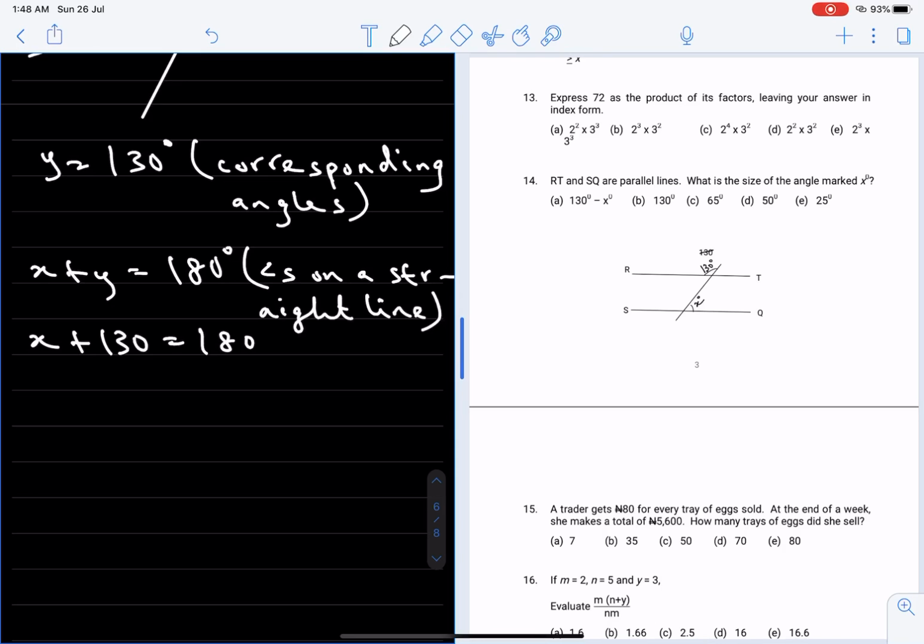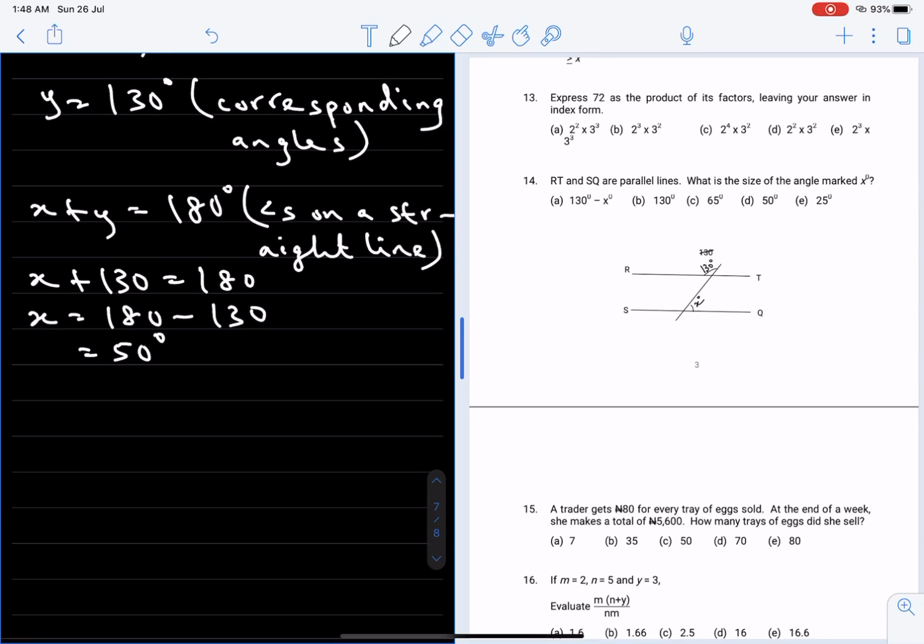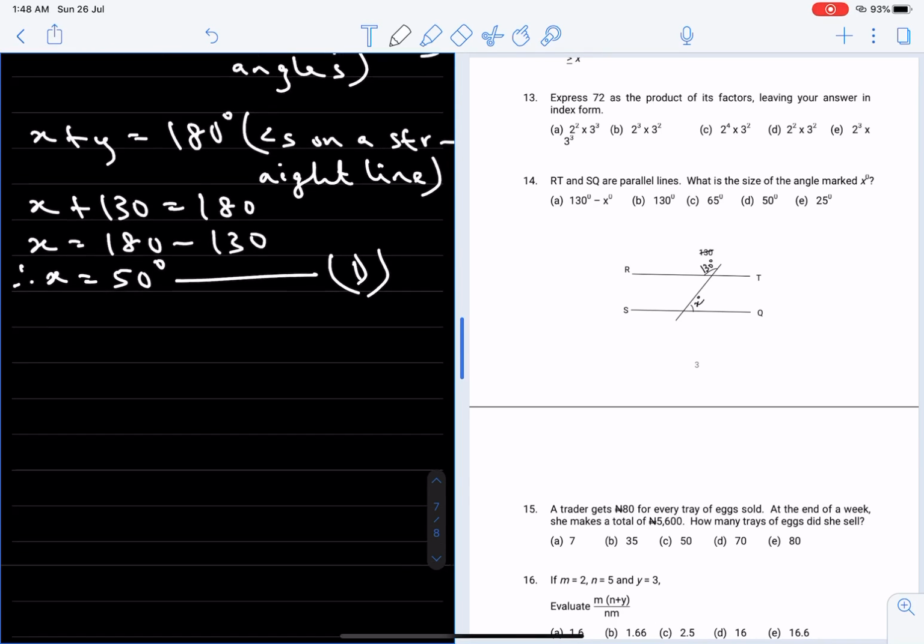equals 180, which means x equals 180 minus 130. And that means x equals 50 degrees. So that's the value of x, therefore. And that is option D. The correct option is D. Now we ride on.